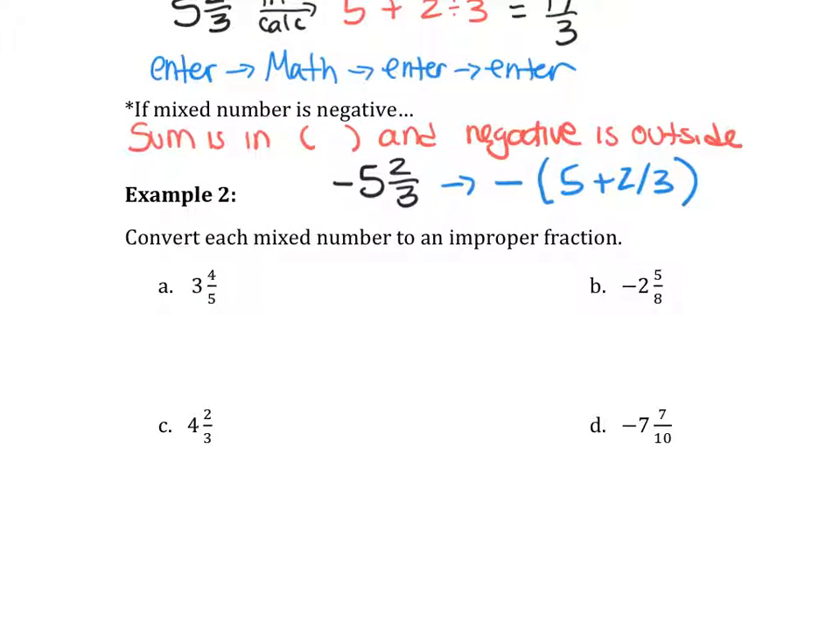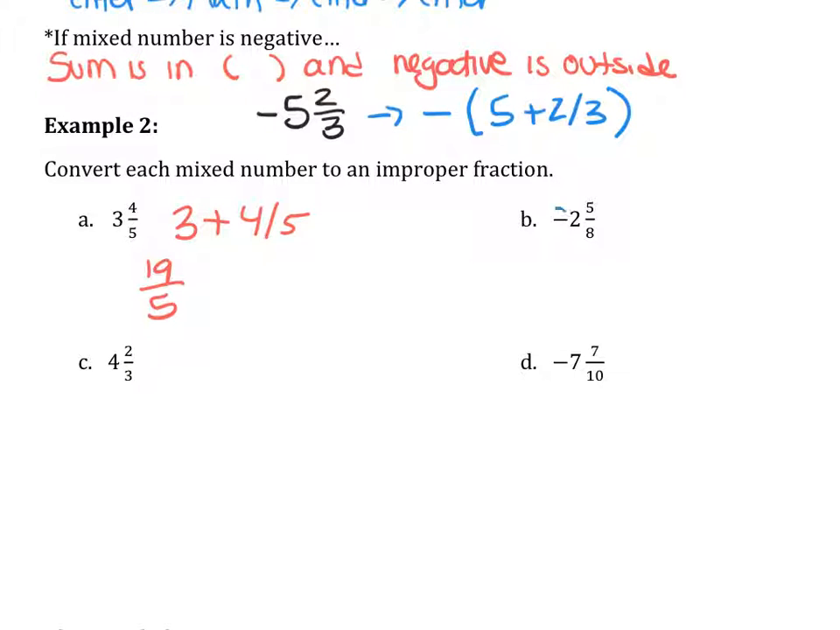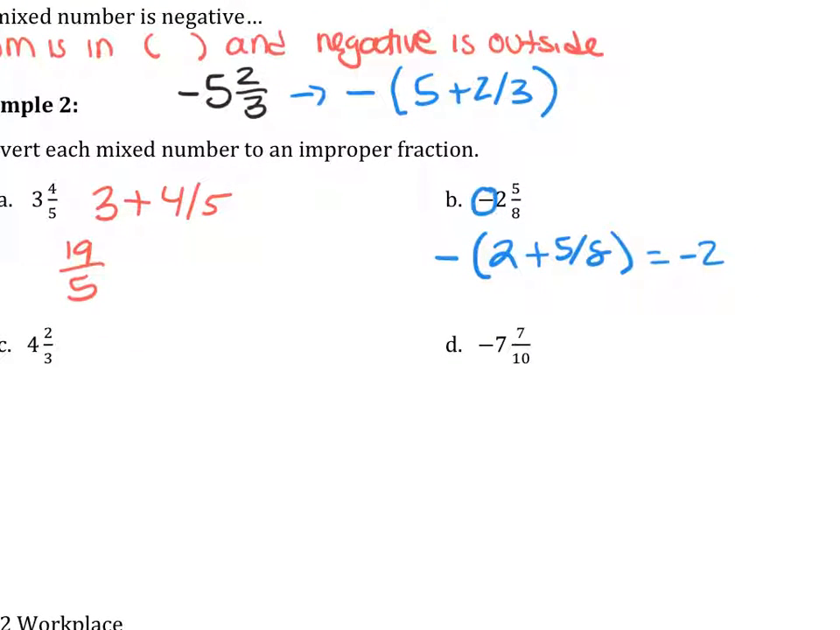Okay, so for example 2, letter A, you should have typed in 3 plus 4 divided by 5, and you should have ended up with, math enter, 19 over 5. For B, this was a negative, so you had to have the negative outside and then your sum inside the parentheses, so 2 plus 5 divided by 8. And then math enter, you get negative 21 over 8.